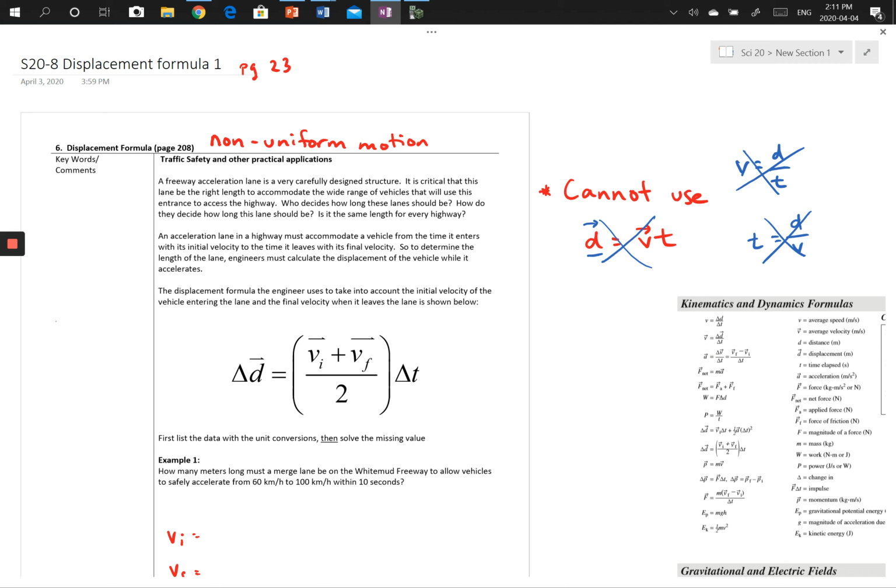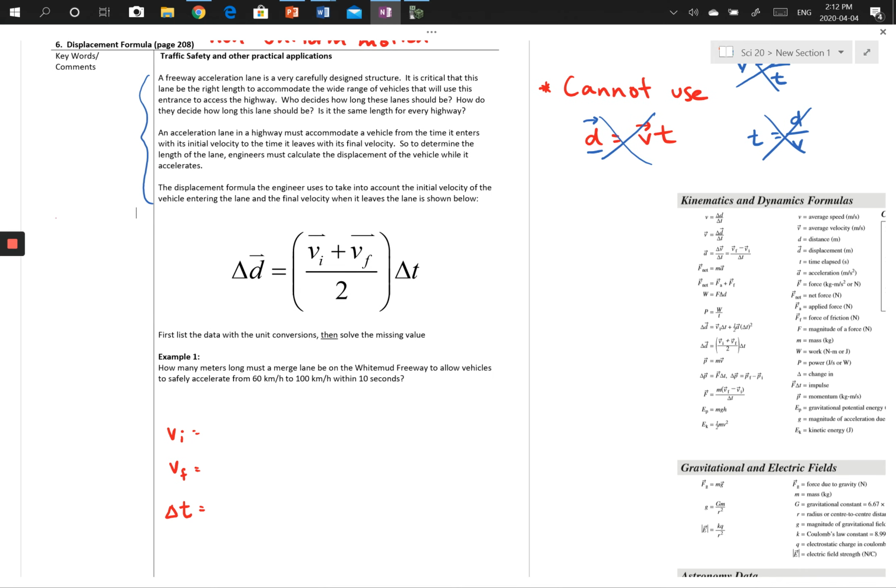So this is page 23 in your notes. We're talking about the context of where we might use this in the real world, where people designing roads have to use these types of formulas to figure out how far or how long an exit lane or an on-ramp onto a freeway has to be in order for vehicles to speed up or slow down in the distance or the time that they need to. So we would use something like this formula.